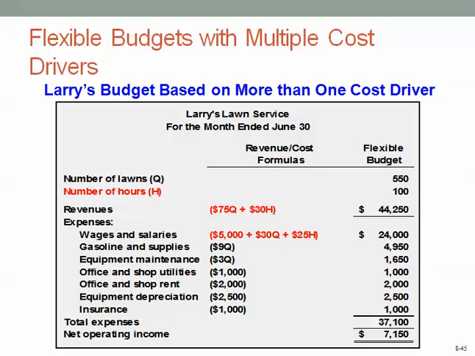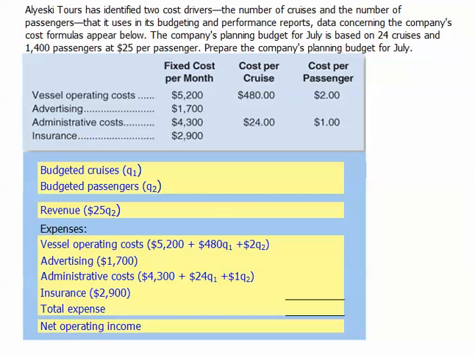Let's go ahead now and look at an example and build a flexible budget using more than one cost driver. Alaska Tours has identified two cost drivers, the number of cruises and the number of passengers, that it uses in its budgeting performance reports. Data concerning the company's cost formulas appear below. The company's planning budget for July is based on 24 cruises, 1,400 passengers at $25 per passenger. Prepare the company's planning budget for July.